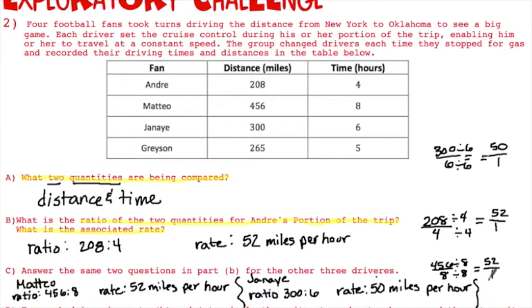And then my last one is Grayson. His ratio is 265 miles to 5 hours. And his rate, I'll just let you know, was 53 miles per hour.